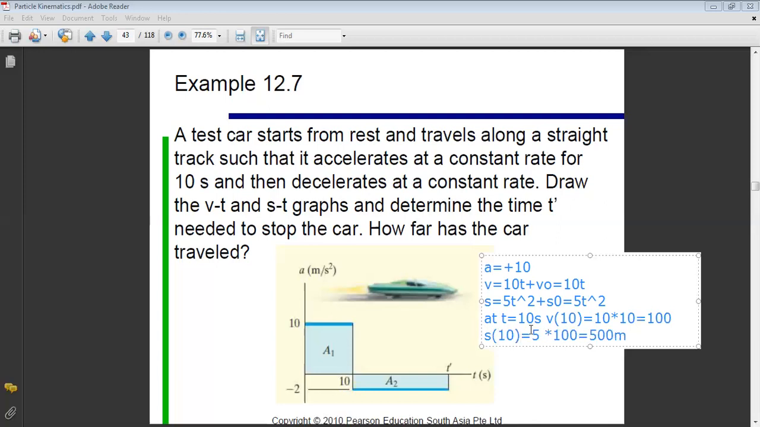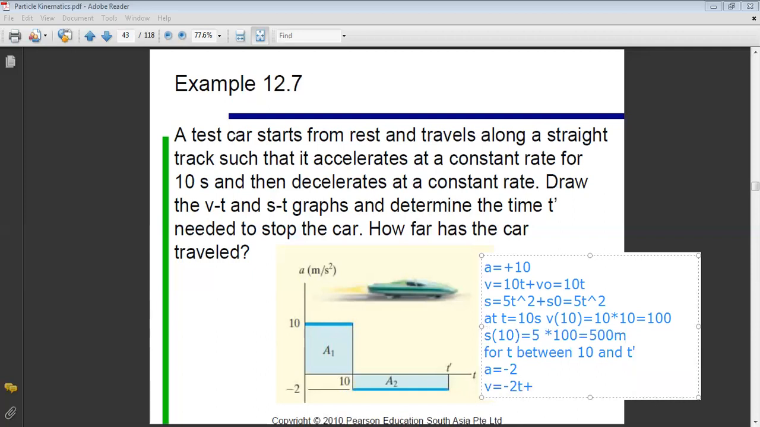Now, second step, for the second phase, what is happening? For t between 10 and t prime, what do I have? I have that acceleration becomes equal to minus 2. So for this phase, to find the velocity, I integrate a, it's minus 2t plus what, guys?